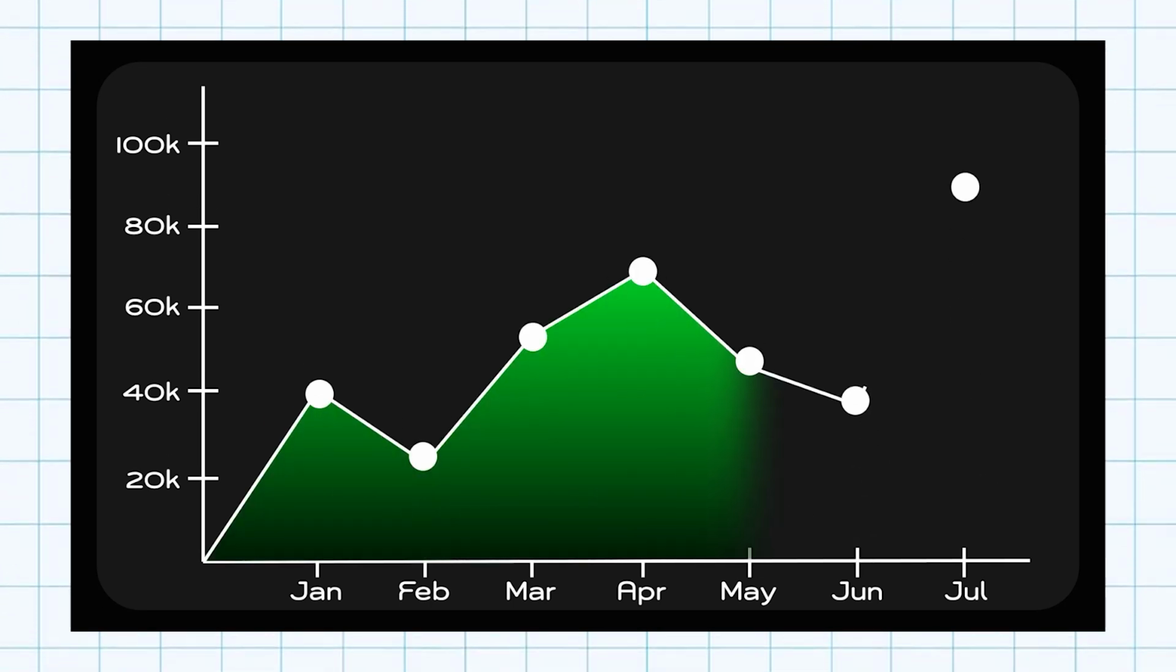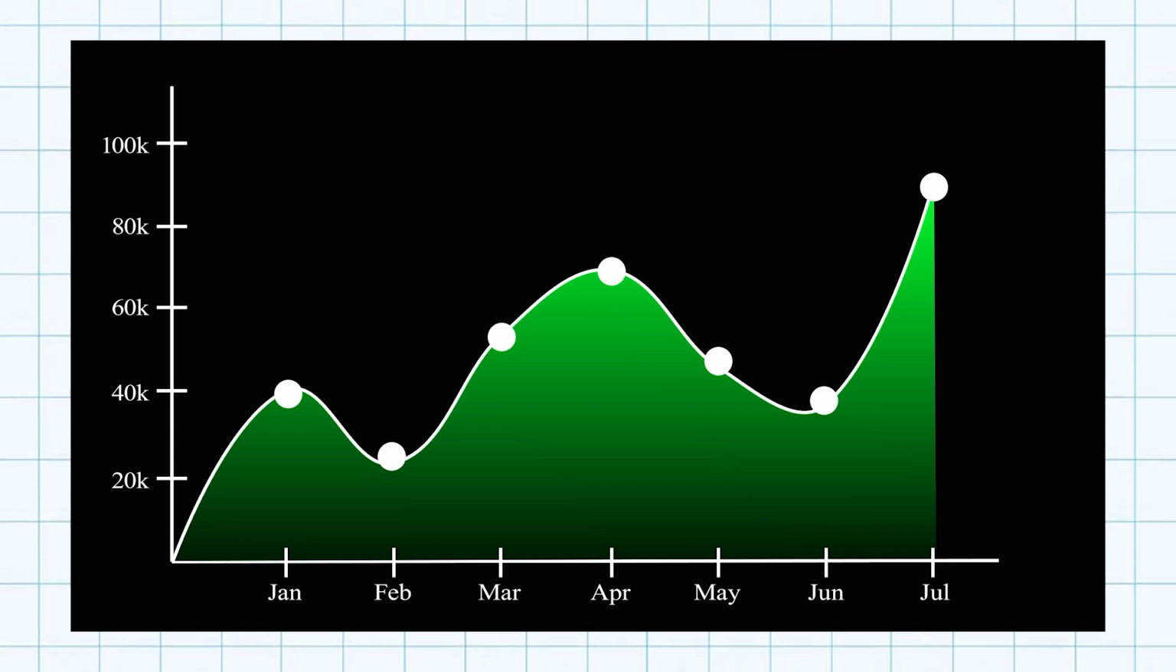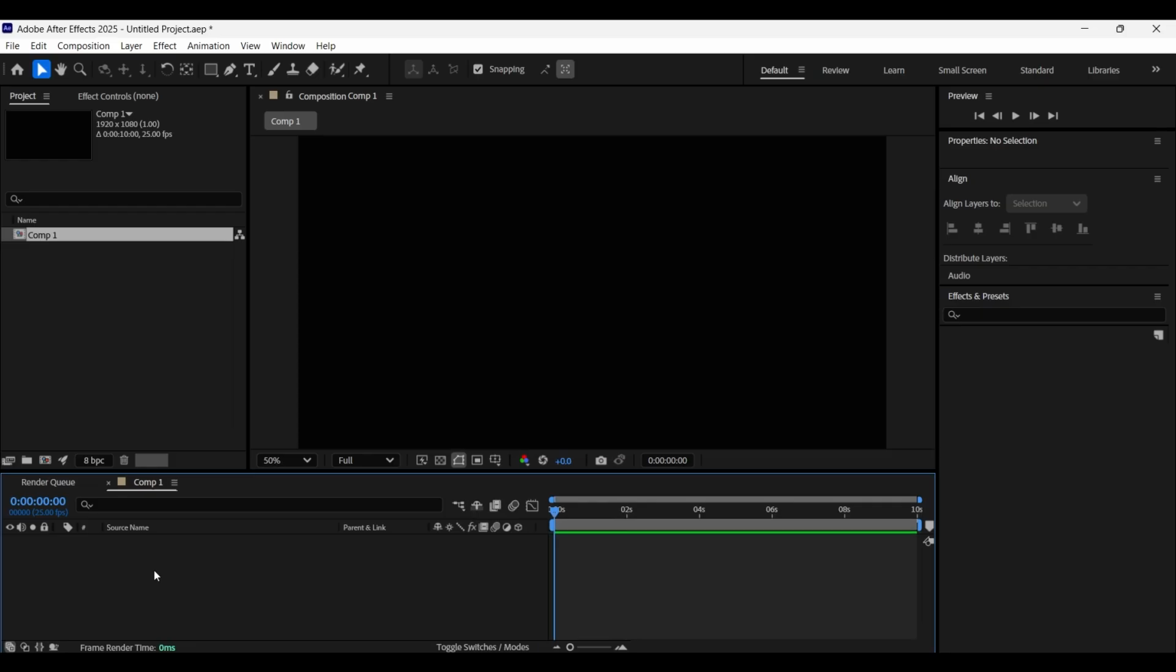In this tutorial, I'm going to show you how to create an awesome animated graph animation as shown here very easily using After Effects. So without any further ado, let's get started. Create a new composition with a 16:9 frame size ratio.